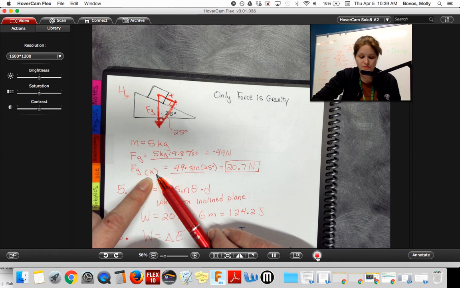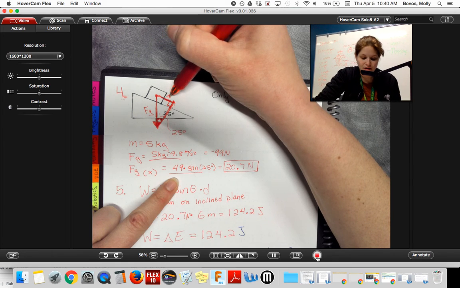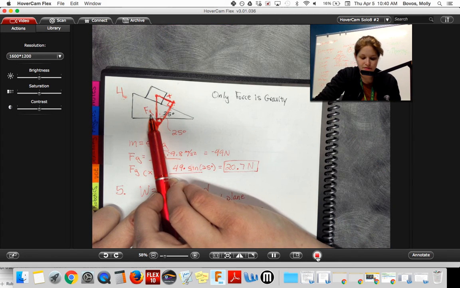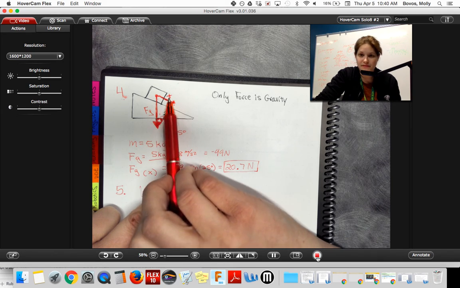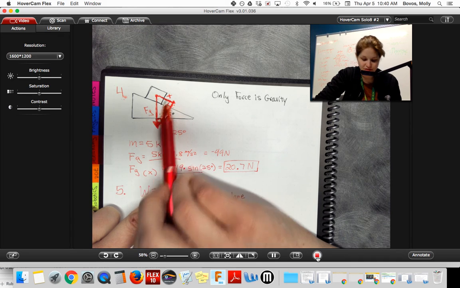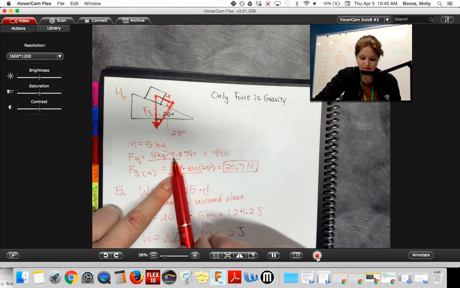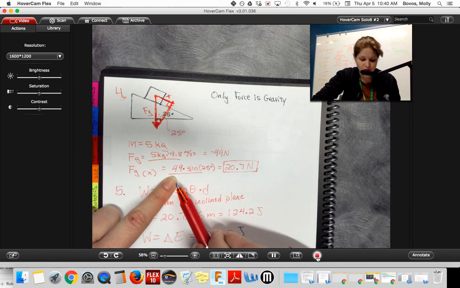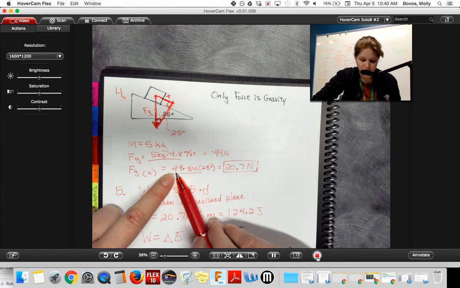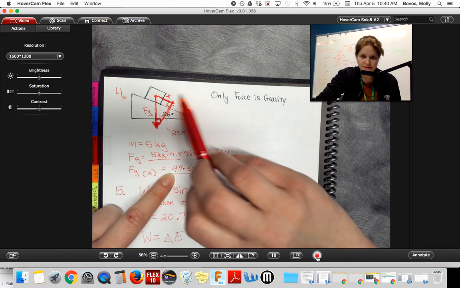So what you need to do, if you're figuring out how much of that force is acting in this direction here, you have force due to gravity as your hypotenuse. You know this angle is 25 degrees, and x is opposite that angle. So you just need to do the force due to gravity, which I calculated 5 times negative 9.8 is negative 49 newtons. Negative because it's going down. Then, when I figure out how much of it's going in the x direction, that is 49 times the sine of 25 degrees to get this opposite side.